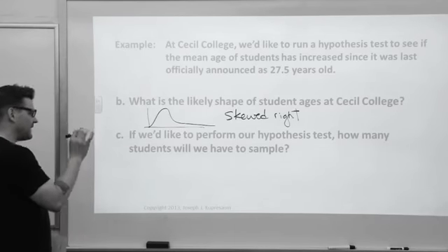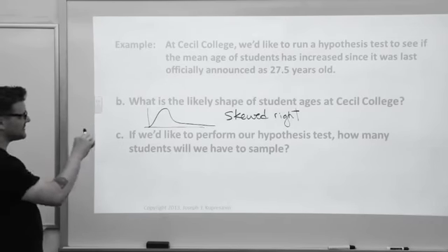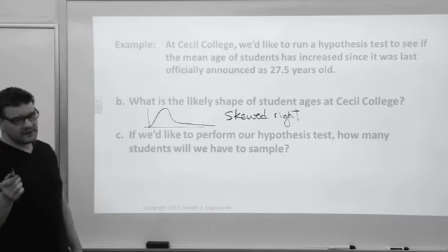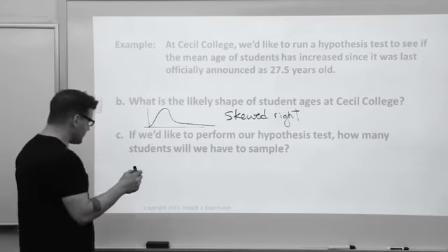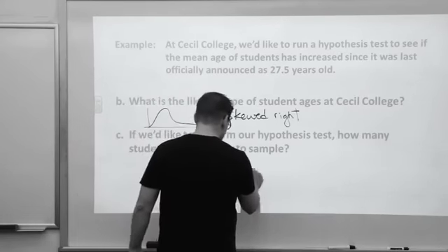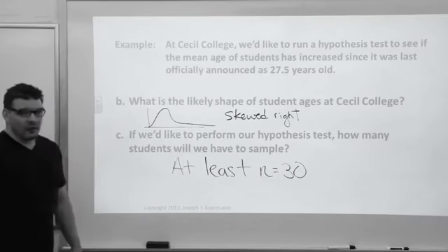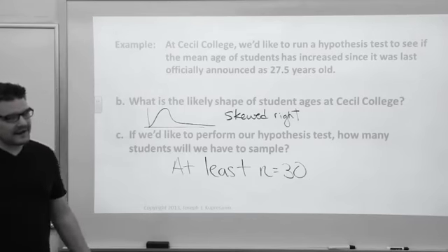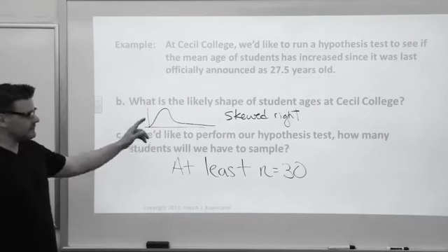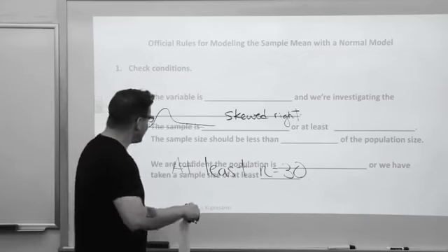Part C, if we'd like to perform our hypothesis test. Remember, we want to run a test to see if the average age has increased. How many students will we have to sample? My goodness, if you tell me 10 successes and 10 failures, you're going to be in big trouble. At least 30. Quantitative. At least n equals 30. If you can afford more data, if you have more time to collect data, go for more than 30. At a bare minimum, for the normal model to kick into gear, we'll need 30. Easy enough. Flip the page.